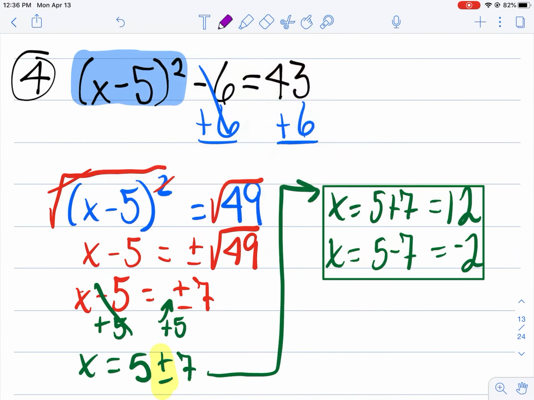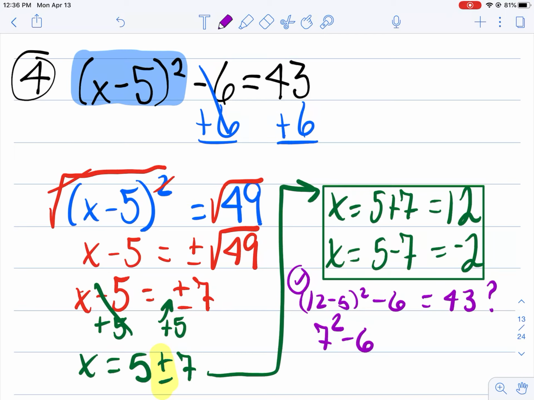And we can check it. We'll check one real fast. If you plug in 12, 12 minus 5 squared, minus 6, we'll see if that equals 43. Well, 12 minus 5 is 7, so we're going to do 7 squared minus 6. That equals 49 minus 6, and that indeed equals 43. So it checks. And the second one will also check. Negative 2 minus 5 is negative 7. Negative 7 squared is 49, and 49 minus 6 is 43. So they both check.